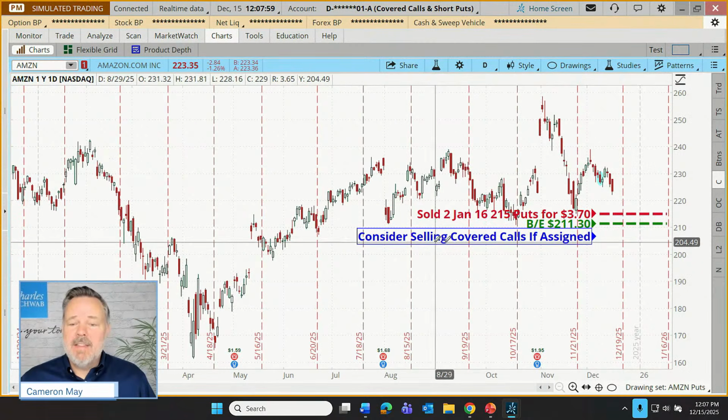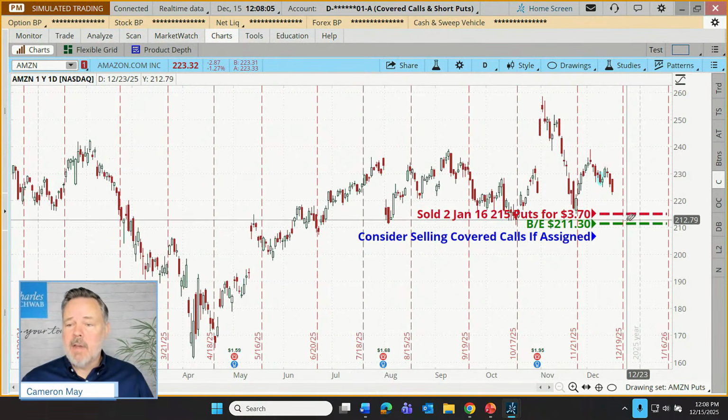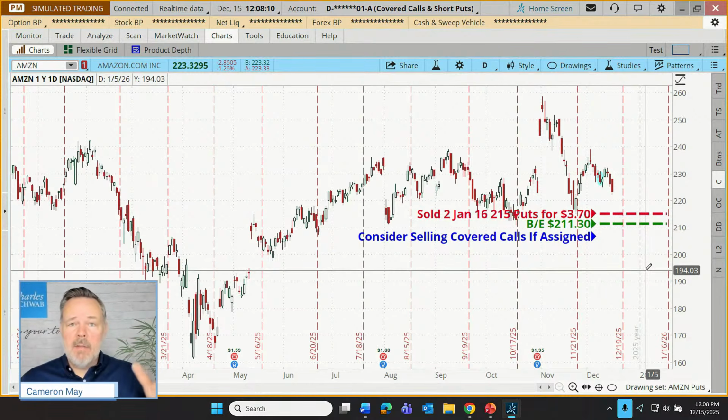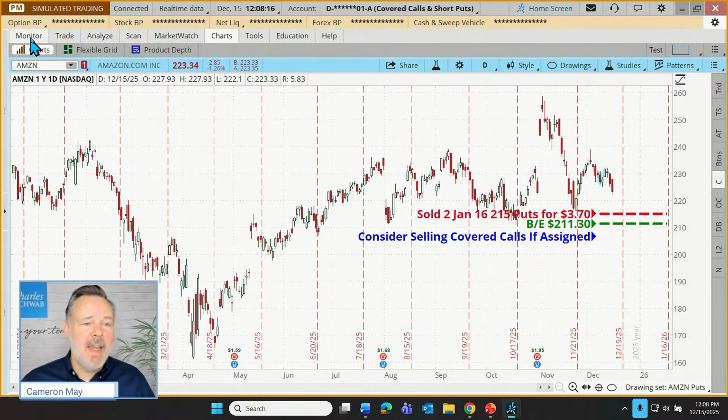We will also consider selling covered calls if assigned. Now, the reason why we wouldn't just do it is if the trader has become convinced that the stock is just going to continue heading down. Selling calls is just slowing the bleeding. The patient's still dying. If you can forgive that analogy.